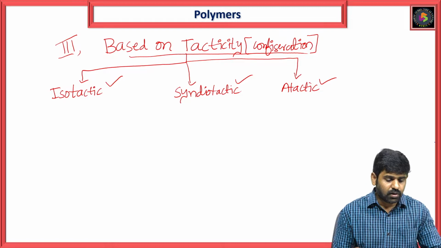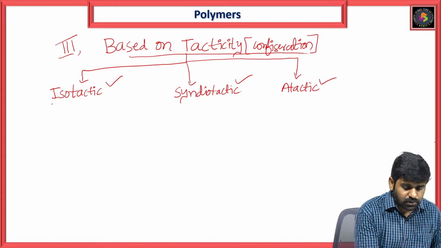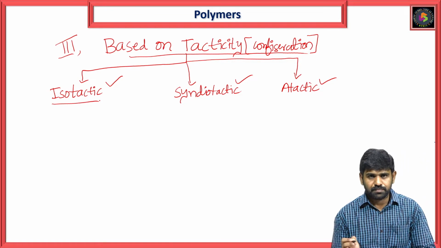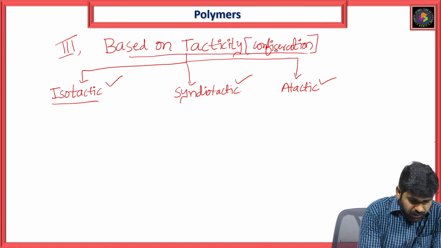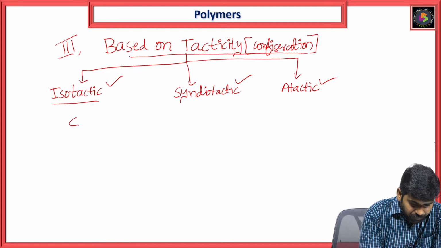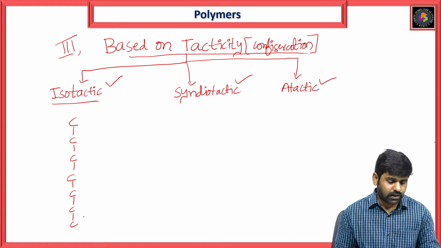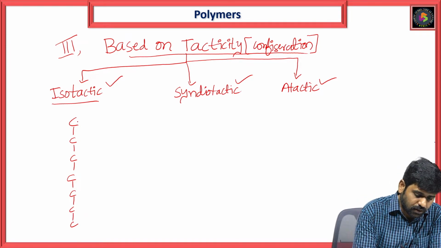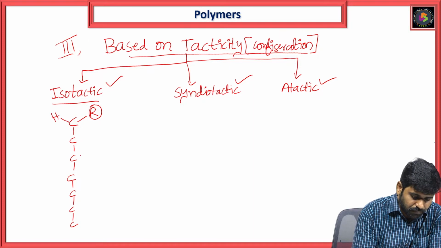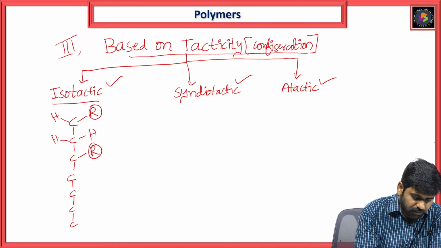Now we'll discuss isotactic. So isotactic polymer, I'll write here, the polymeric chain. Here R is nothing but a functional group. This is an isotactic polymer.